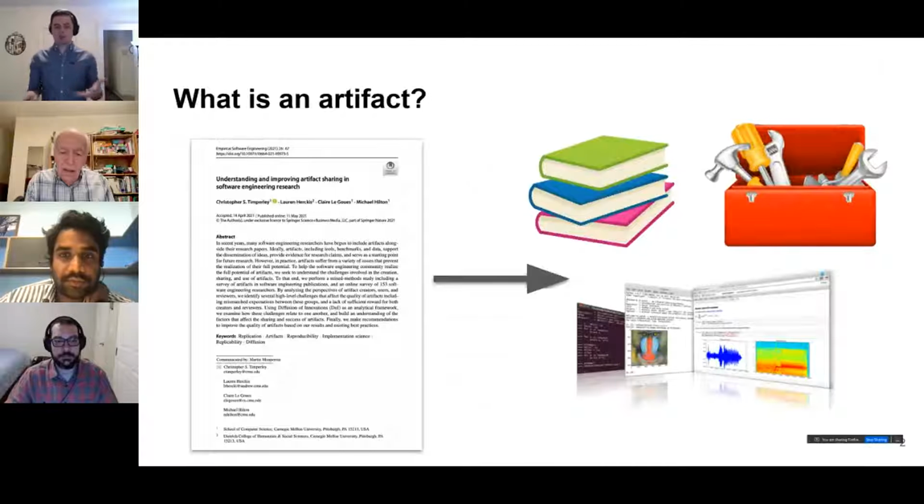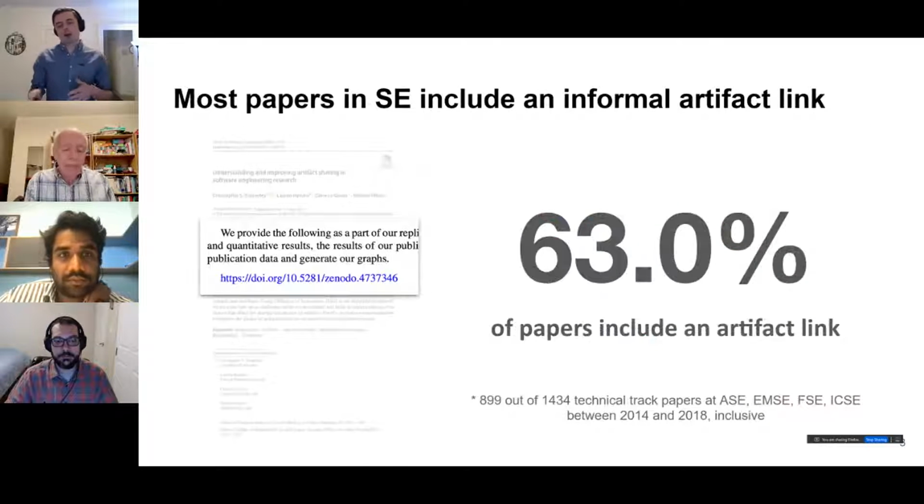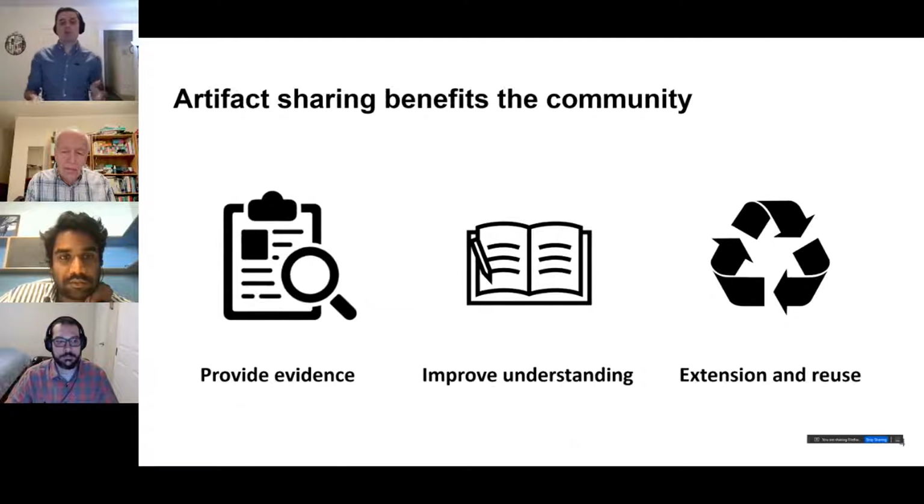Thank you very much for the introduction. Okay, so today I'll be introducing our paper, Understanding and Improving Artifact Sharing in Software Engineering Research, which was originally published in Empirical Software Engineering last year. So before I begin, you probably want to know, what do I mean by an artifact? Artifacts are the tools, benchmarks, and other resources like data sets that are created during the course of a research study. Looking back over the last few years, in our study, we found that most papers in software engineering provide some form of link to their artifact as part of the paper. This sharing of artifacts has significant benefits for the community. It provides evidence for important results. It helps to improve the understanding of a research paper by providing an implementation or additional data, and it allows others to extend and reuse tools and data sets in subsequent studies.